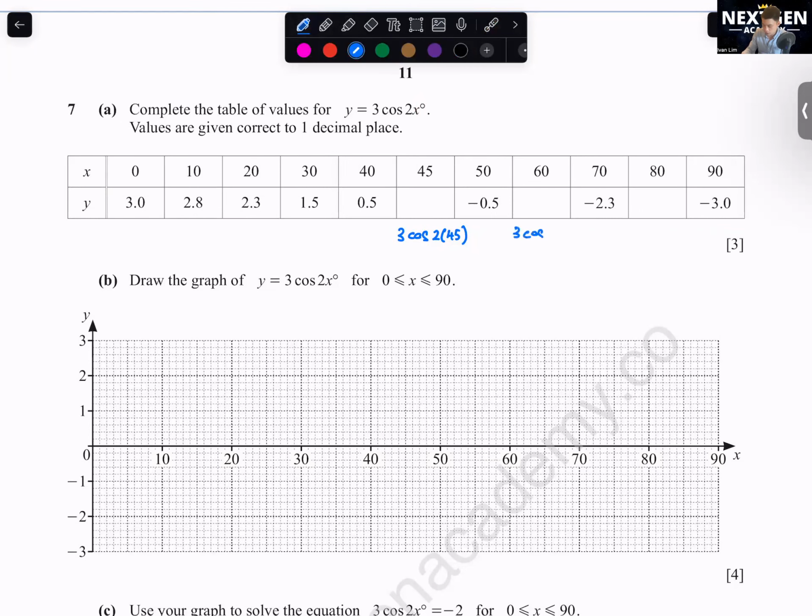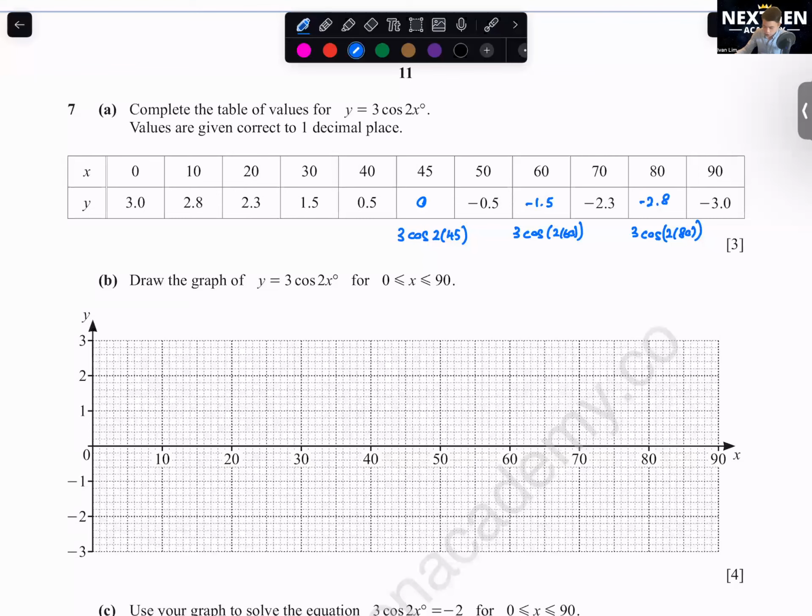This one, 3 cos 2 times 60. Then 3 cos 2 times 80. Whatever the calculator shows you, write it to one decimal place only. This will be 0, negative 1.5, and then negative 2.8. Easy 3-mark question here.